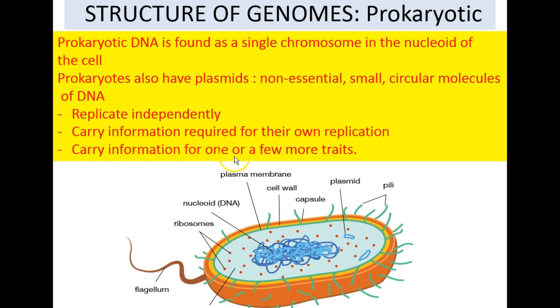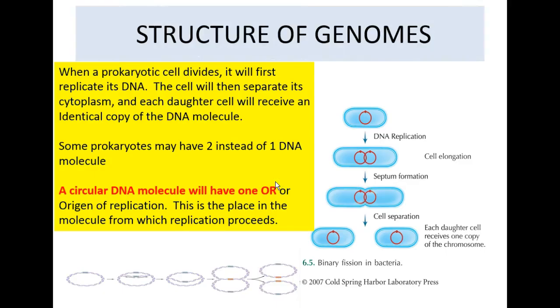They carry information for one or a few more traits which may give the cell survival advantage, but they are not essential for the survival of the cell. In other words, a cell could survive without plasmids. When a prokaryotic cell divides by binary fission, first its DNA divides, then the cytoplasm of the cell divides, creating 2 identical cells. Notice that some prokaryotes may have 2 instead of 1 DNA molecule.